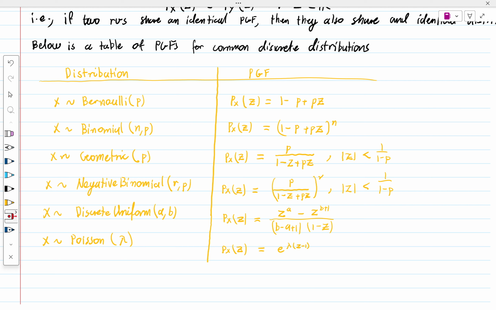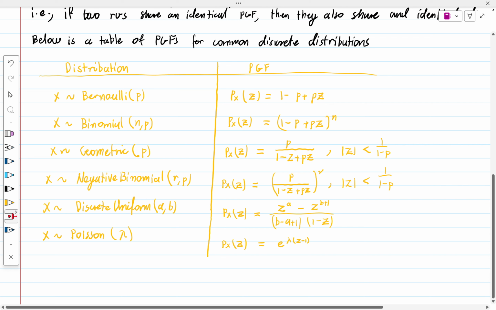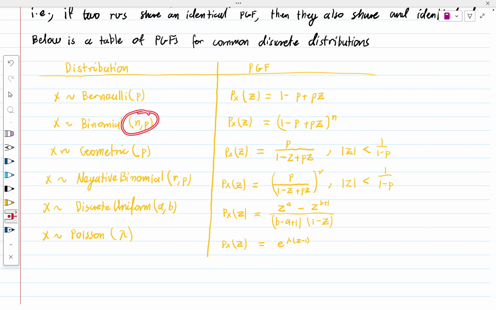One thing, or a few things to point out here, is that where we have a distribution with a particular parameter, say here, for example, the Bernoulli has parameter p, the respective probability generating function, which is a function of z, also contains that parameter somewhere within its function. Similarly, for the binomial, n and p are the parameters. You can see n and p are also part of the PGF.